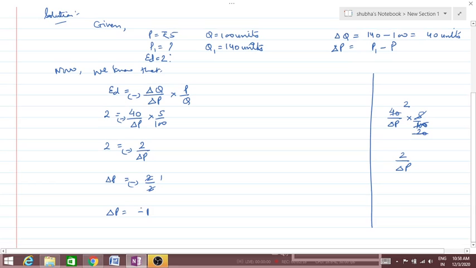What does minus mean? Decreasing, negative. So that means, because we can see that here quantity is increasing, that means price will definitely be decreasing. So here minus means price is decreasing.